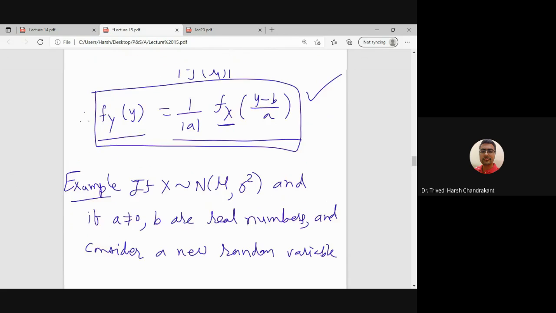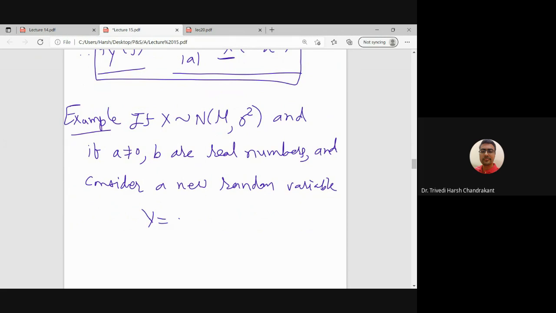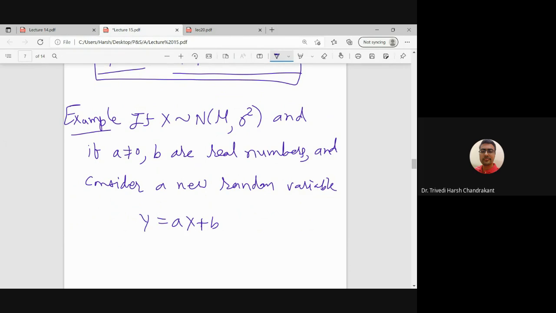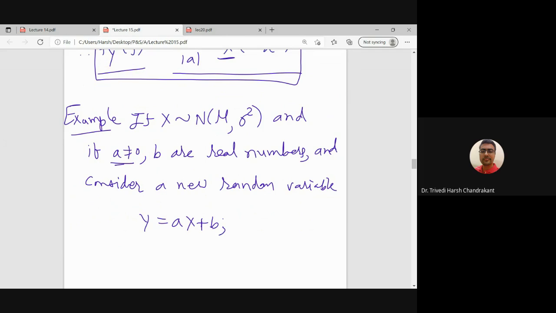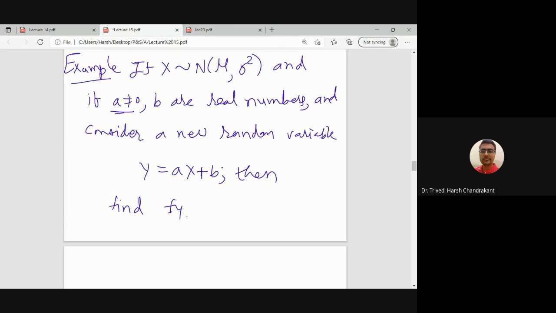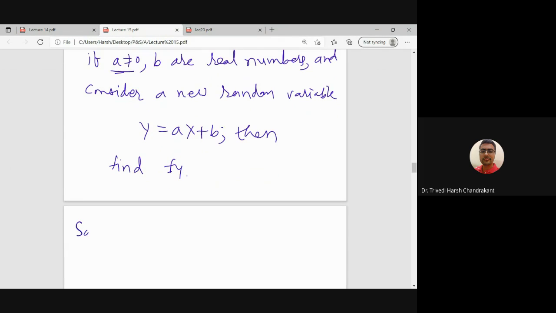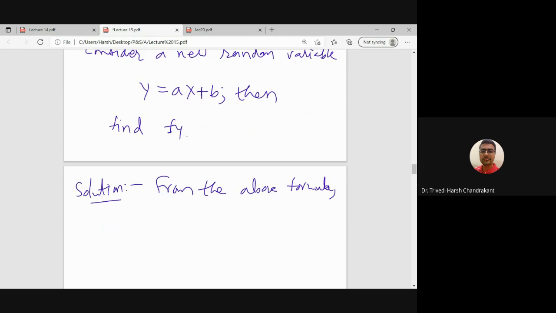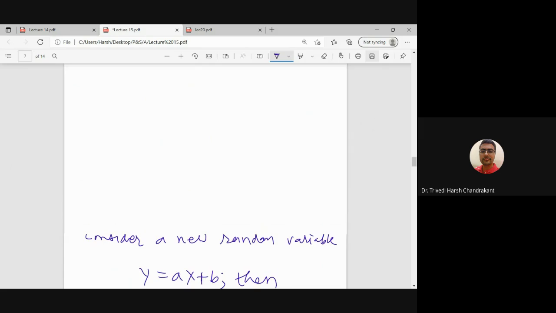Basically we are going to take the first case, that means our random variable is a linear random variable. So let us take y equals ax plus b. The condition we assume is a is non-zero. Then our goal is to find fy, so basically we want to find the PMF of the new random variable y. The solution is quite simple. From the above formula, we know that fy at y is essentially 1 upon modulus a times fx at x minus b by a. That is exactly the formula which we have derived.